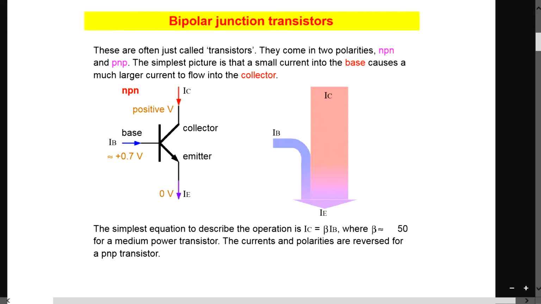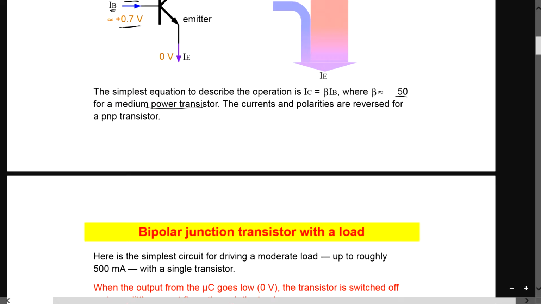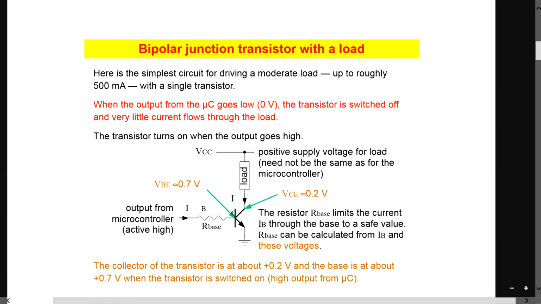And therefore what I've been talking about is this NPN, 0.7 volt for your base. While the current, I don't know, you need to calculate. It depends on your beta. Beta is equal to 50 for a medium power transistor. Just take note. And over here, this is your output from your Arduino, your microcontroller.